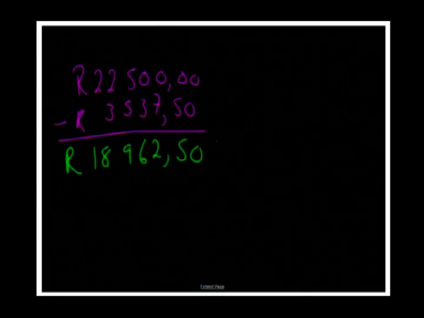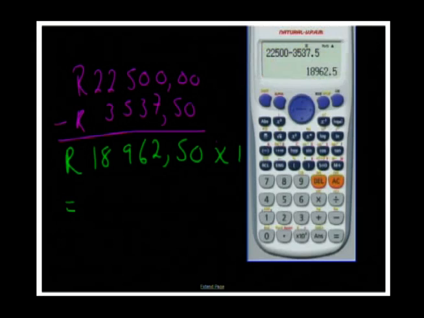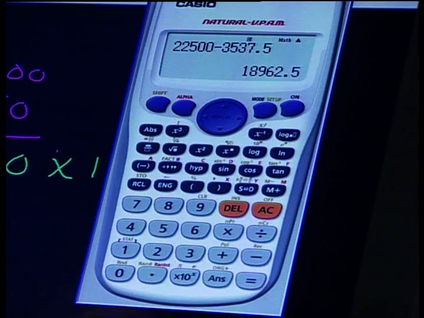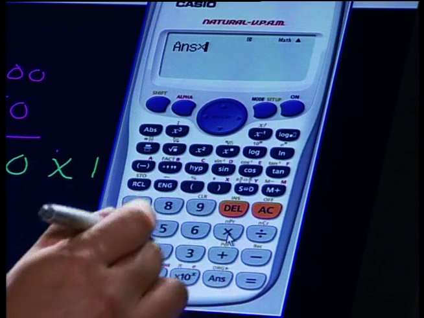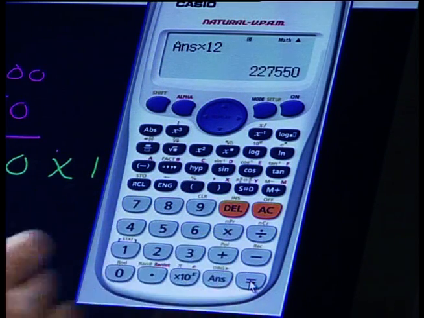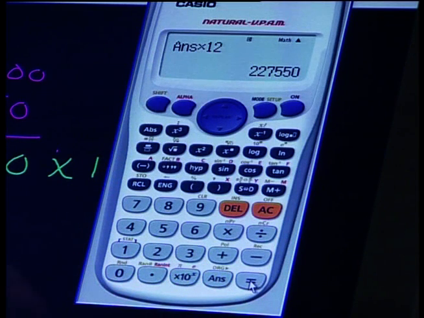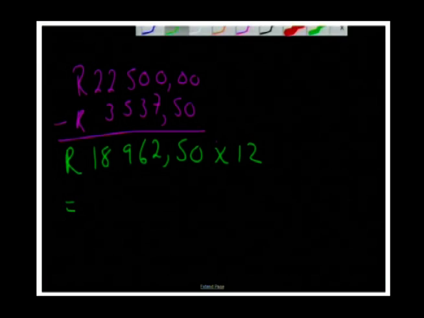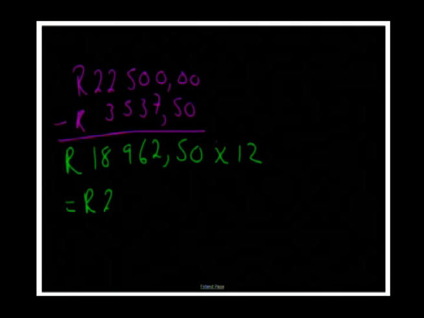Well, if that's what I earn a month, how much am I going to earn a year? So I say to myself, how many months are in a year? And there are 12. So it makes sense that all I got to do is multiply that by 12. With my calculator again, I've got the 18,962 Rand 50 there ready. I'm going to multiply it by 12, and I'm going to land up with an answer of 227,550 Rand.